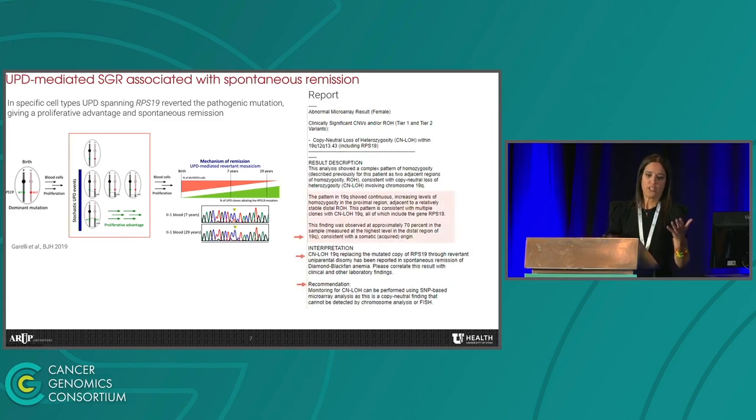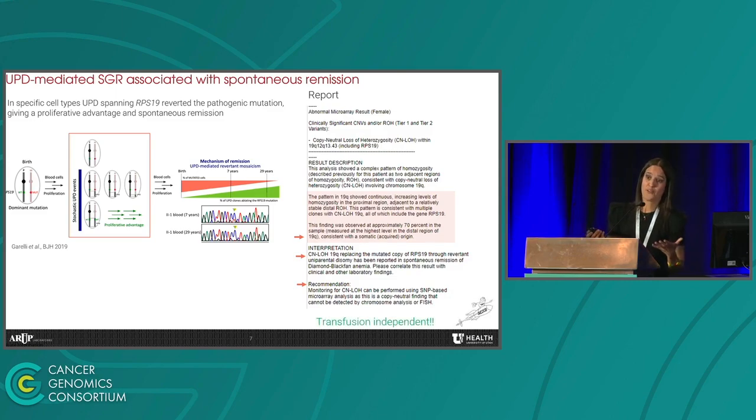Well, we mentioned that there were continuous levels of loss of heterozygosity that were maximum at 70% and overlapping where the gene RPS19 is located, and that was consistent with UPD19q, and that the mechanism, as I mentioned before, is related with rescue of the initial pathogenic variant and has been reported to lead to remission. And importantly, for a recommendation, we tell our providers that these findings should be followed up by a SNP-based array because this copy-neutral variant cannot be identified by chromosomes or by FISH.